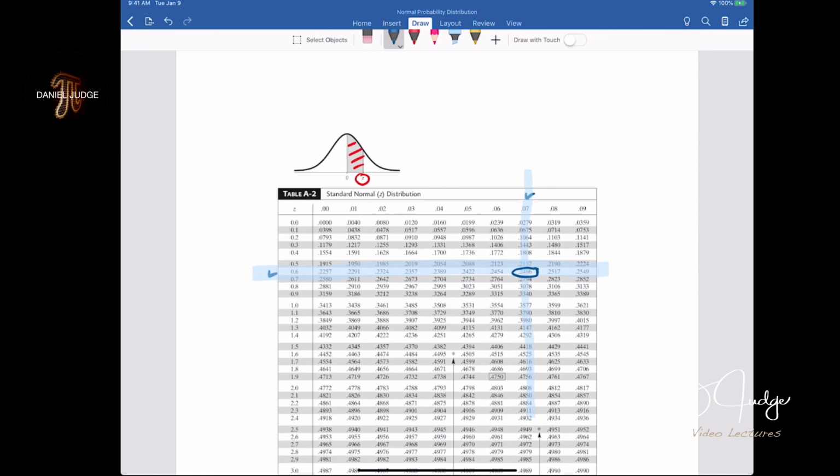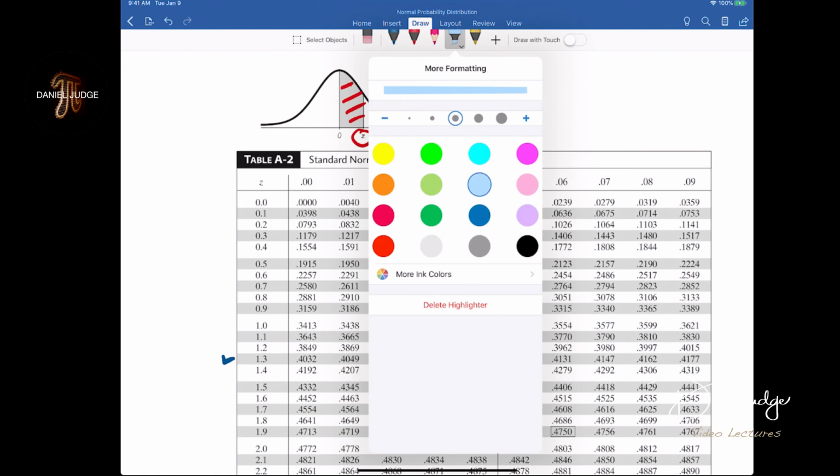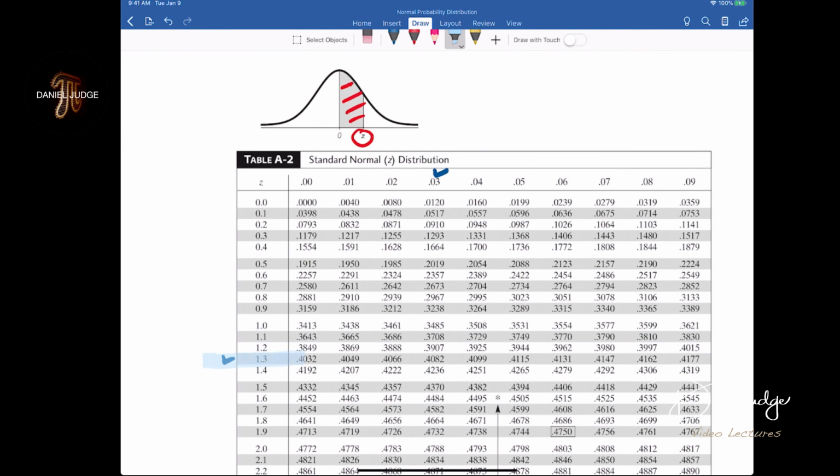Okay, so let's go back and let's erase some of this. 1.3 row. So I'm going to look for the 1.3 row. And I need the 0.03 column. So 1.3 row is here. 0.03 column is here. And let's use a little bit smaller. So 1.3 row, 0.03 column. And we can see a value of 0.4082 here.